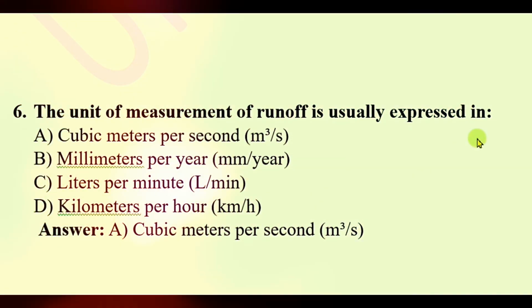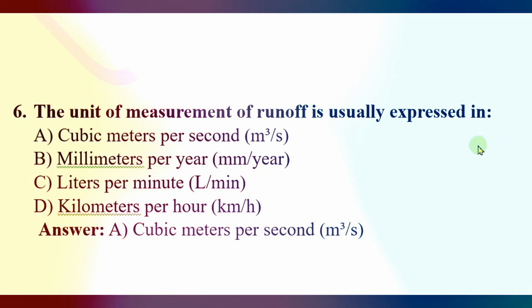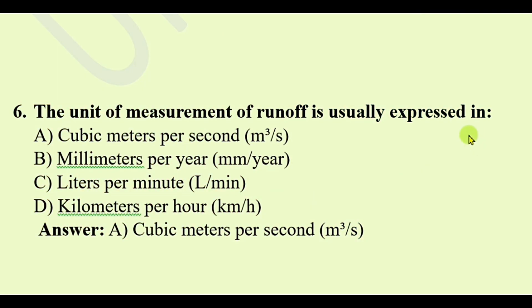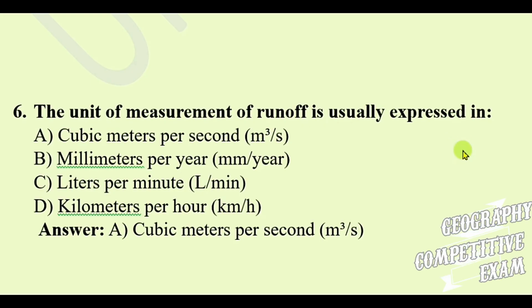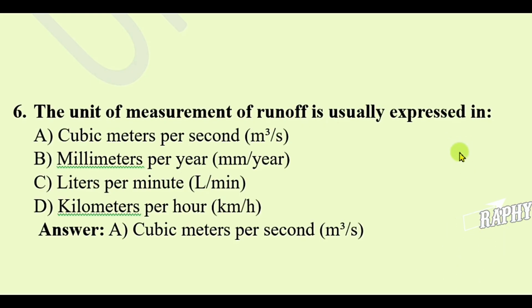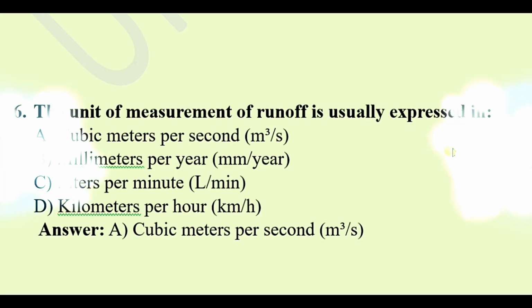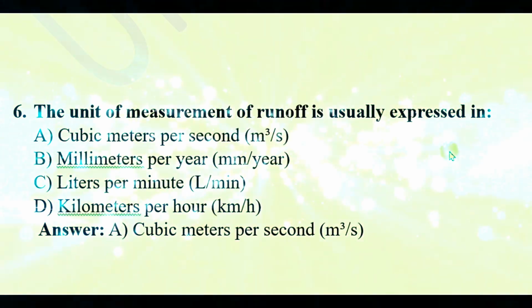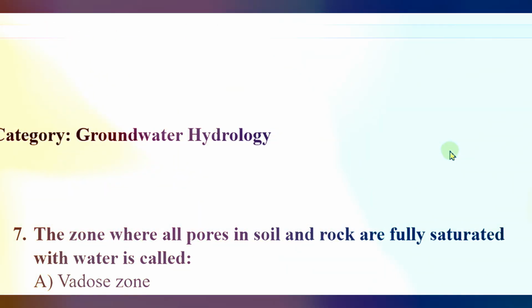Question number 6. The unit of measurement of runoff is usually expressed in cubic meters per second, millimeters per year, liters per minute, kilometers per hour. Here the right answer will be cubic meters per second, meaning width, length and depth, a three-dimensional unit, cubic meters per second. Question category, groundwater hydrology.